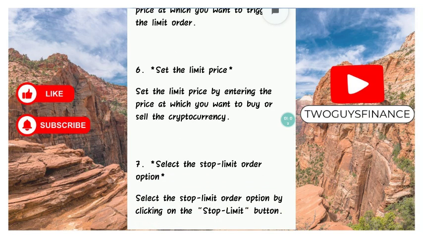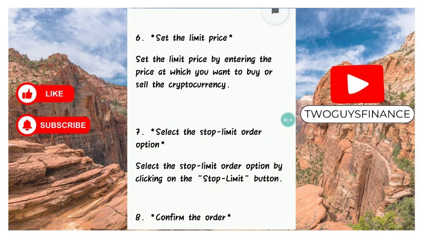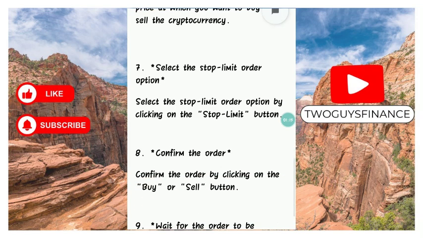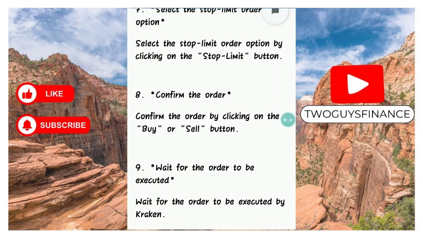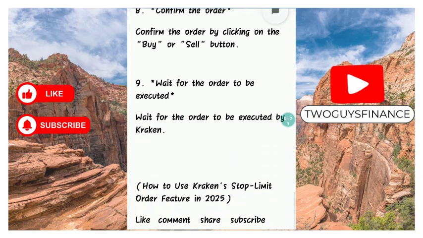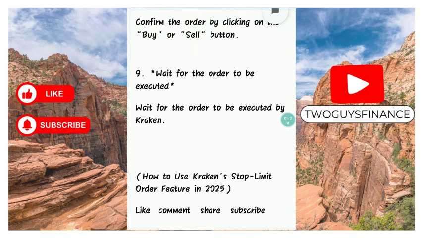Also, you can select the stop limit order option by clicking on the stop limit button. And you can confirm the order by just clicking on the buy or sell button, and then just wait for the order to be executed by Kraken. That's pretty much it on how to use Kraken's stop limit order feature in 2025.